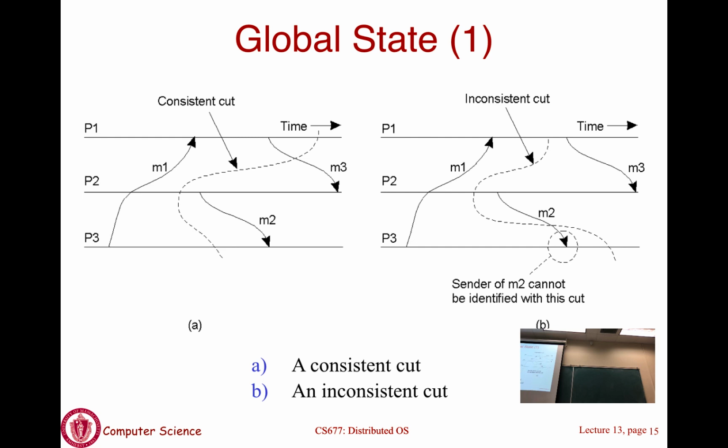Okay? The reason this happens is the receipt of the message is before the cut, and the send of the message is after. Essentially, it's a case where the message has been received in the snapshot, but it hasn't even been sent. So you don't want that. Okay, that's the inconsistency.